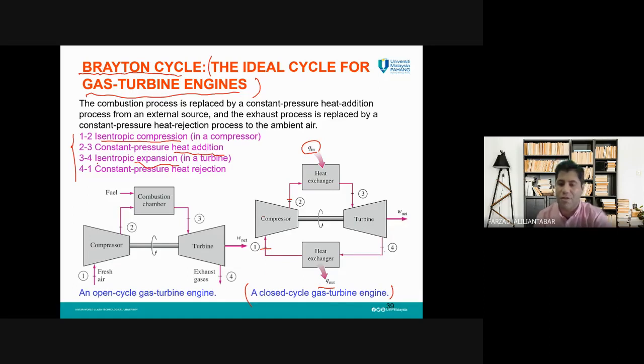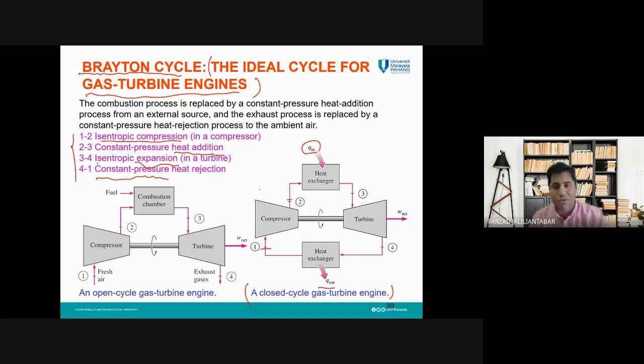And also from state 4 to state 1, the process which we have in the heat exchanger for the heat rejection is a constant pressure heat rejection process. So we have two constant pressure and two isentropic processes. Constant pressure processes in the heat exchanger and isentropic processes in the compressor and turbine.